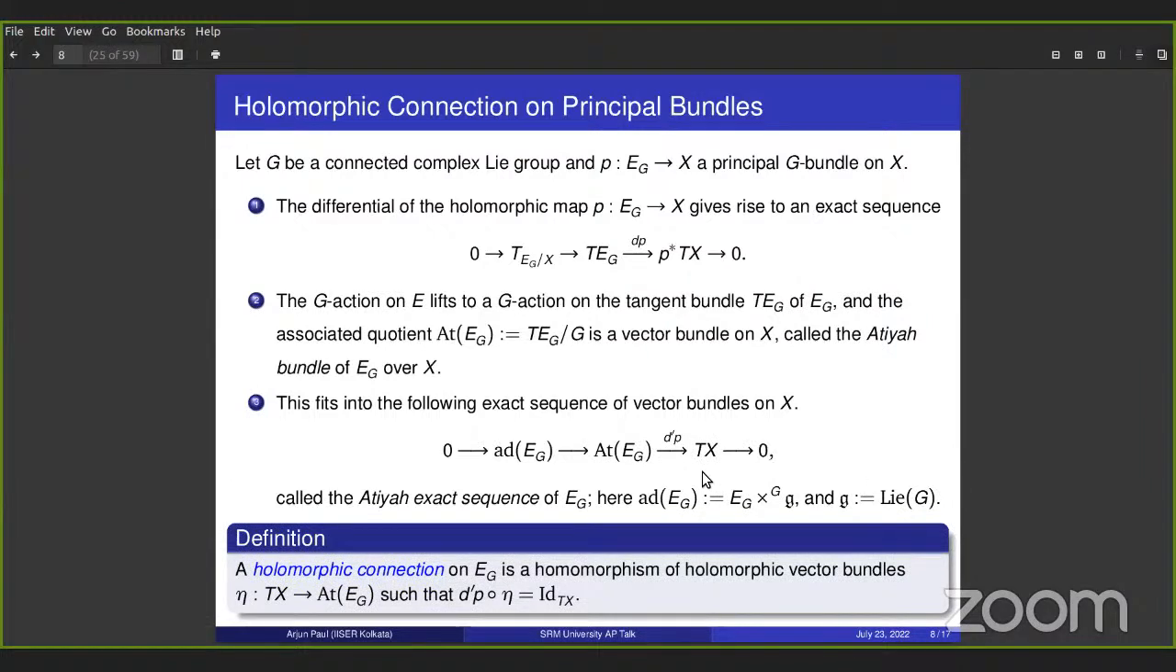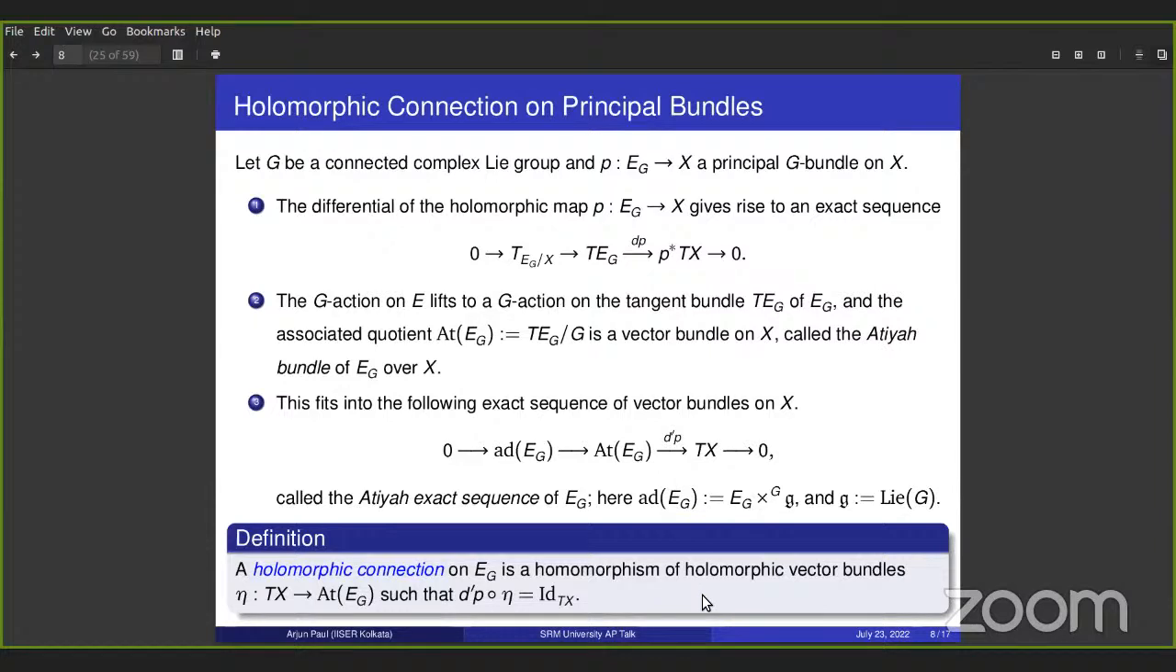So a holomorphic connection on a principal G bundle EG is a homomorphism of vector bundles eta from TX to the Atiyah bundle of EG, such that its composition with dP, this surjective projection map, gives the identity on the tangent bundle. So that means a holomorphic connection on EG is basically a holomorphic or algebraic splitting, that means an OX linear splitting, of this exact sequence. Okay.